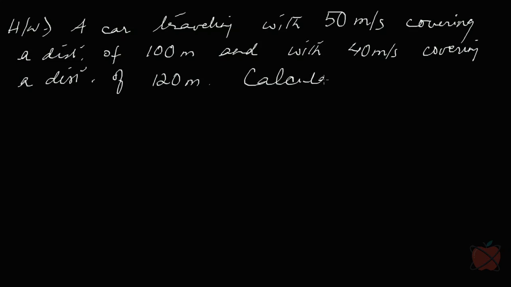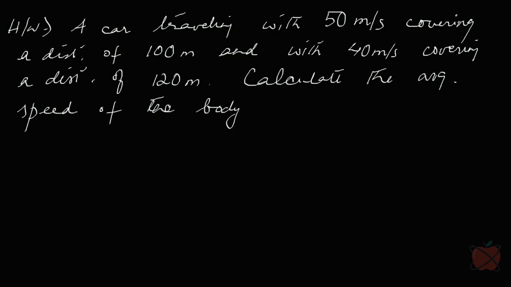Calculate the average speed of the, let's not say the car, let's say the body. Okay, because 50 meters per second is quite slow for a car. Let's call this a body. So this you do as homework.